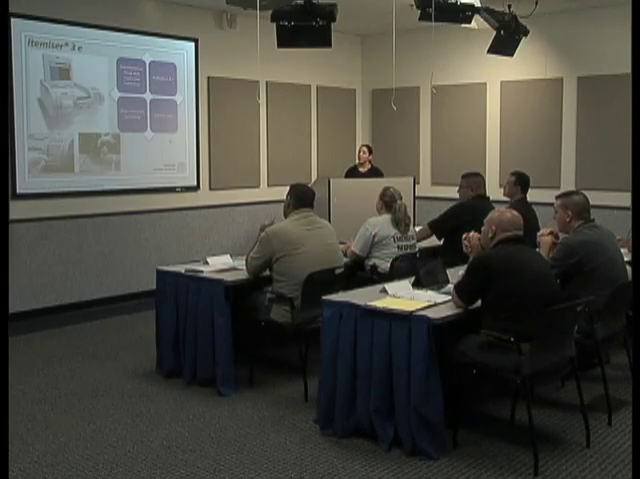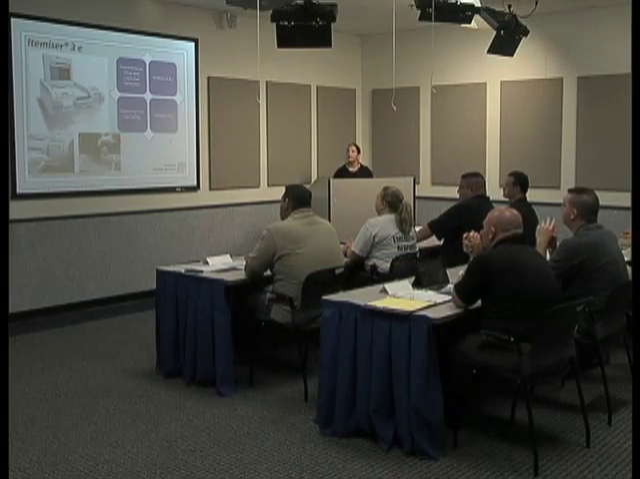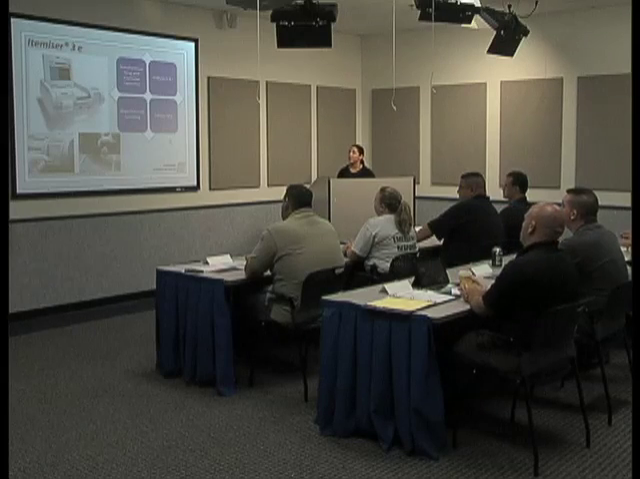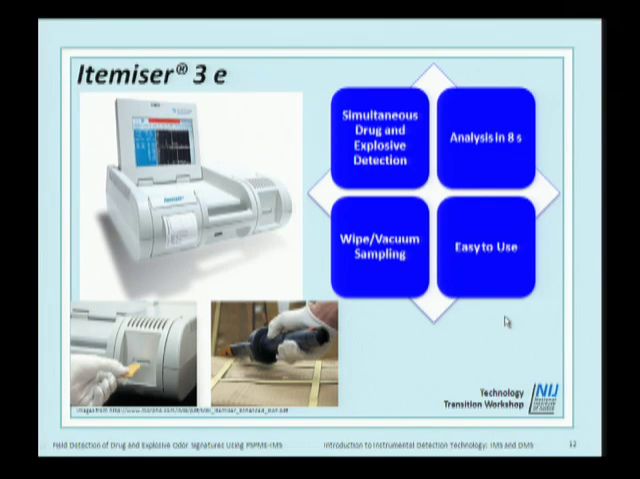So the first instrument that we'll be using is the Itomizer 3E, and this one conducts both positive and negative detection, so we can simultaneously see drugs and explosives. The analysis is done in as little as 8 seconds, and we have the option of doing wipe sampling, as you see below, or vacuum sampling. But with the vacuum sampling, there's no pre-concentration. So you're just trying to suck air and hopefully dislodge particles and trap them on that swab material, and then you introduce it into the desorber. And generally, these instruments are very easy to use.